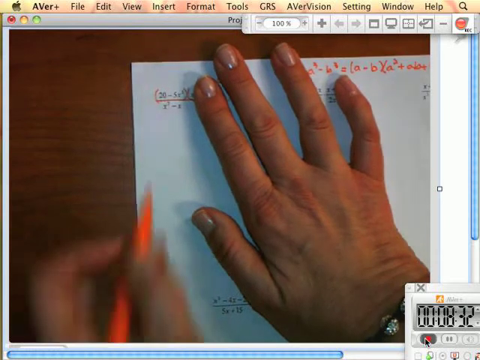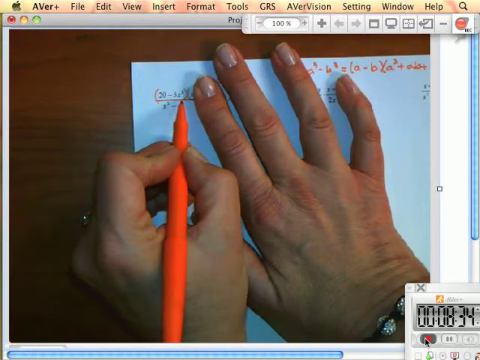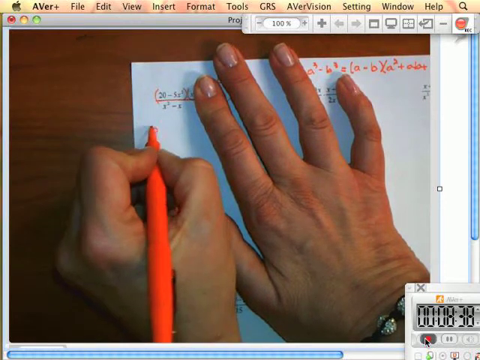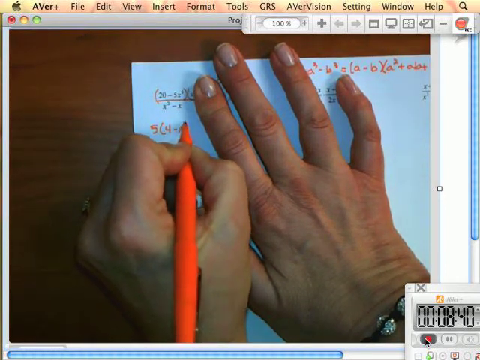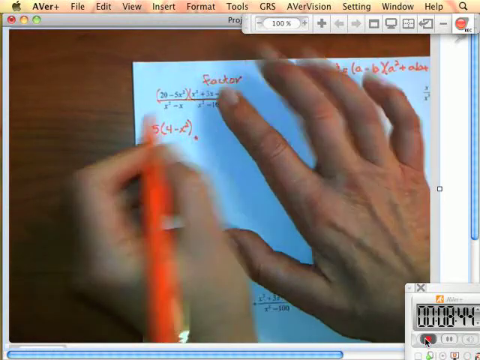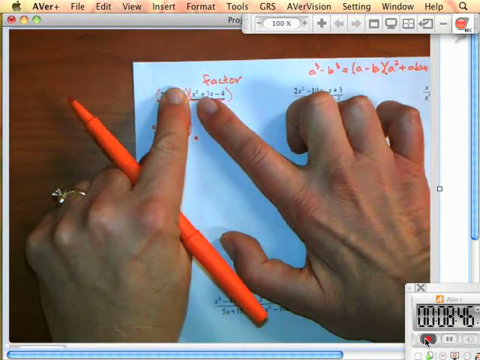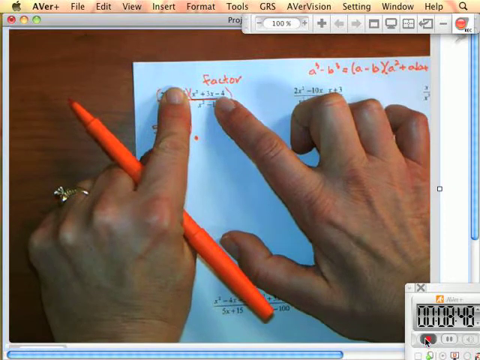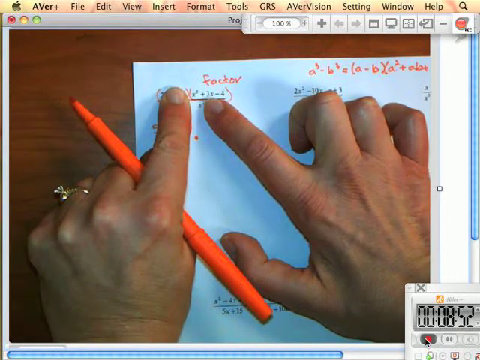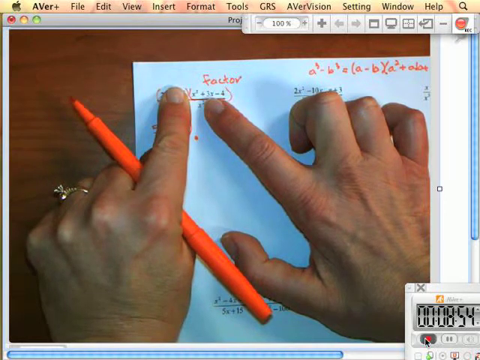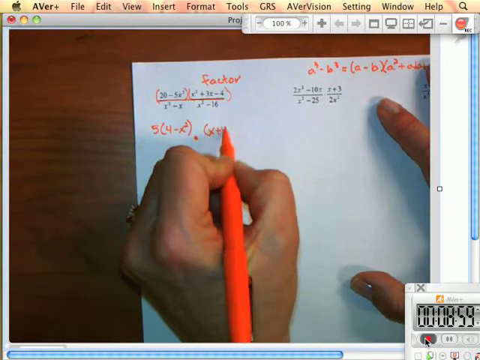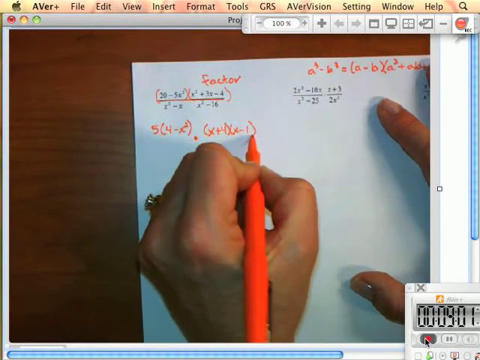So I'm going to look at this 20 minus 5x squared. What can I pull out of there? A 5, and I get 4 minus x squared for that. I'm going to keep that times here, and I'm going to do this one here. How can I factor that? Factors of -4 that add to +3. Plus 4 and minus 1, right? So I'm going to write that as x plus 4 and x minus 1.